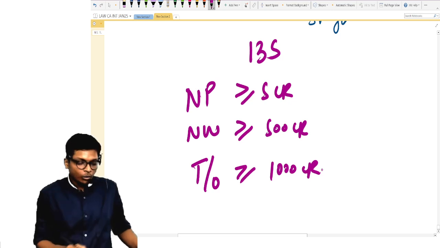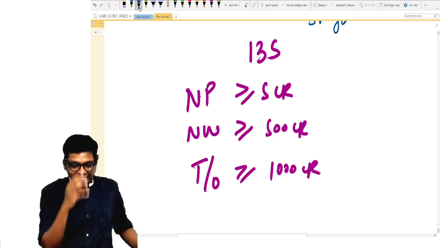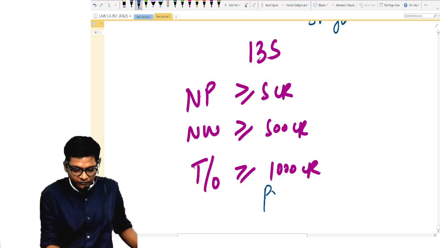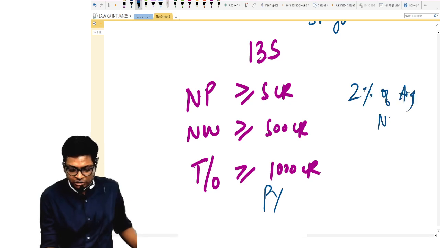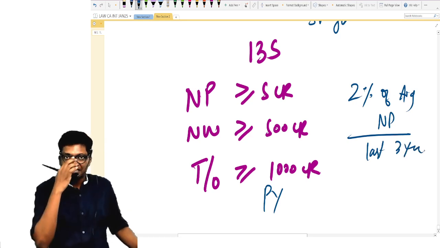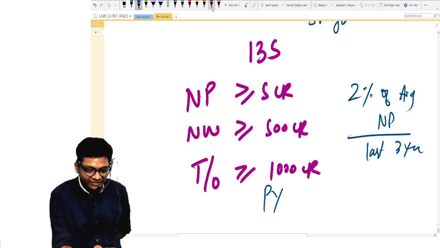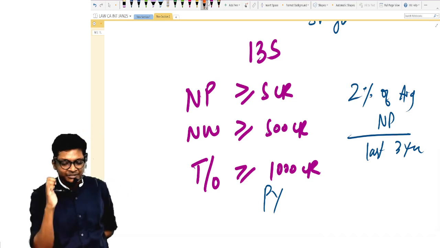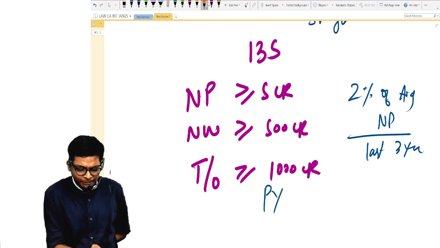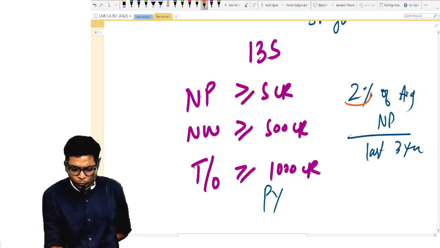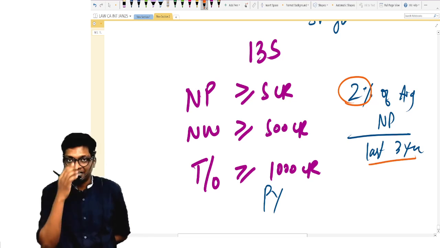Correct? Now, how do you remember this limit? They are saying if you cross any of this in the previous financial year, in the current year you have to spend 2% of average net profit of last 3 years. Correct? So for this, in our class there are techniques for each section. I'm just telling you one here. This is mainly net profit. So 2% of average net profit of last 3 years.